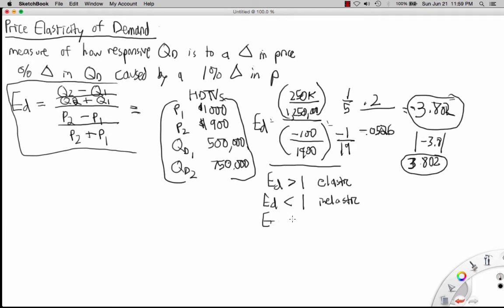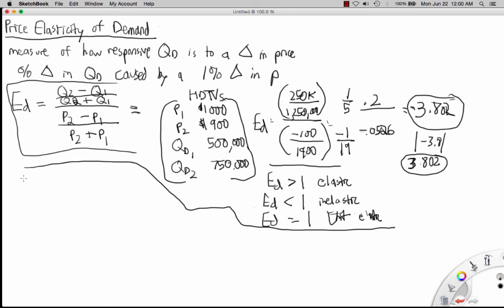Sometimes price elasticity of demand is equal to 1 exactly, and that's unit elastic. Sorry, my pen here is taking the weekend off. That just means that the quantity demanded of a good or service changes in lockstep with the change in price of that good or service. So that's basically it. To wrap up, though, I will say there are 3 determinants of price elasticity of demand.